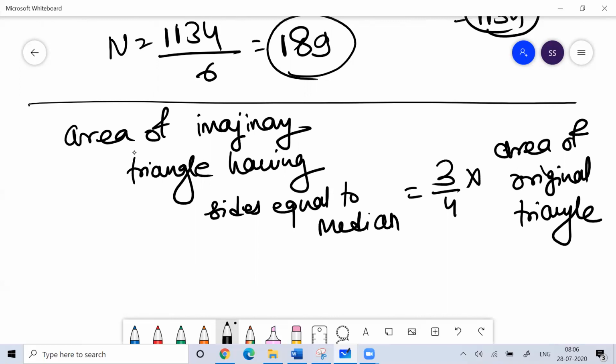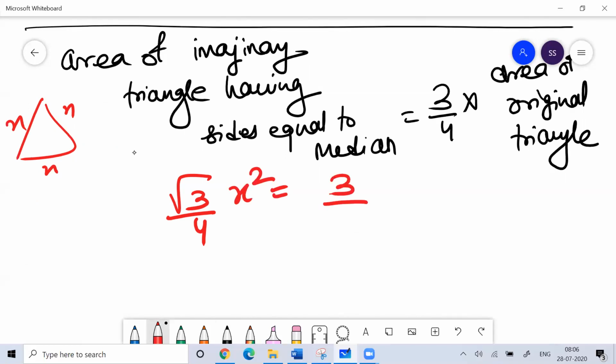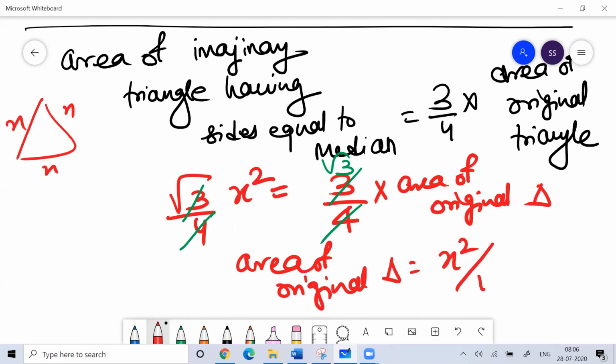So imagine I'm constructing an imaginary triangle where all the sides are x, x, x, meaning I'm making an equilateral triangle. So what would be the area of the triangle? That is √3/4 x square. And this is equal to 3/4 of the area of the original triangle. I can solve this. This gets cancelled, this is √3. So the area of the original triangle is equal to x square by √3.